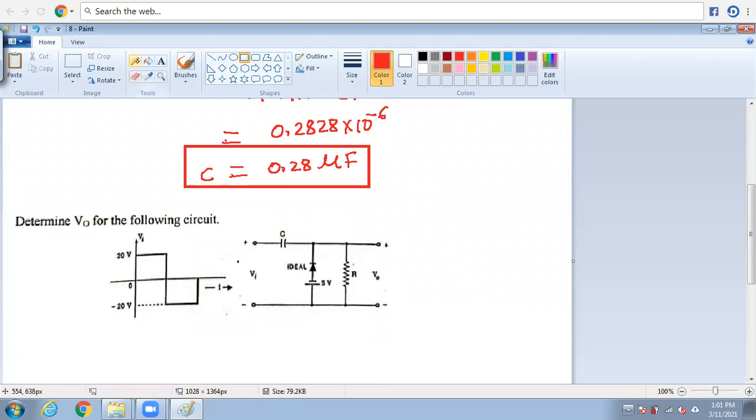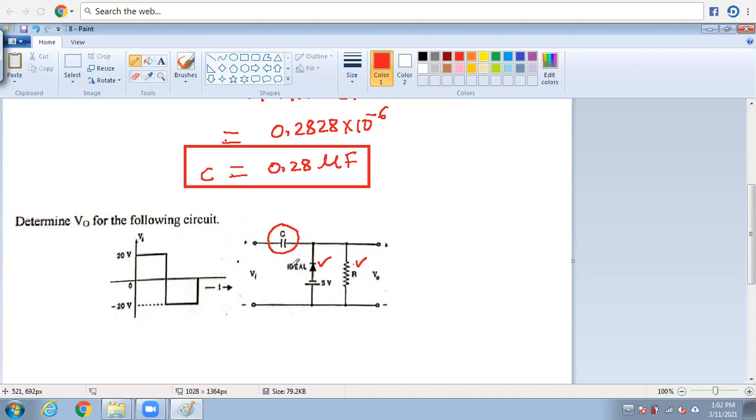Determine the output voltage of the following clamper circuit. How is it a clamper circuit? There is one capacitance, one diode and one resistance. Combining these three components, we can design any type of circuit. Those circuits are called clamper circuits. This clamper circuit is essentially used for shifting the DC level.